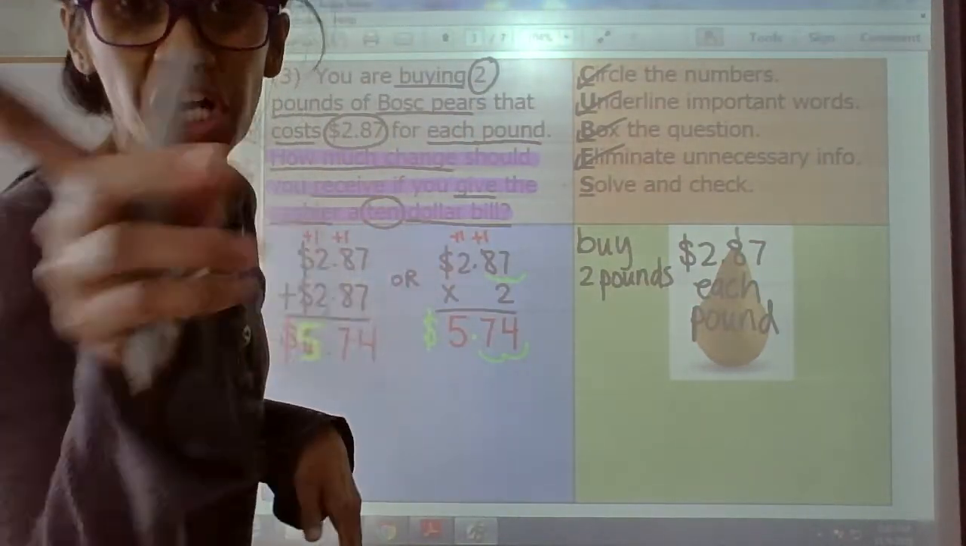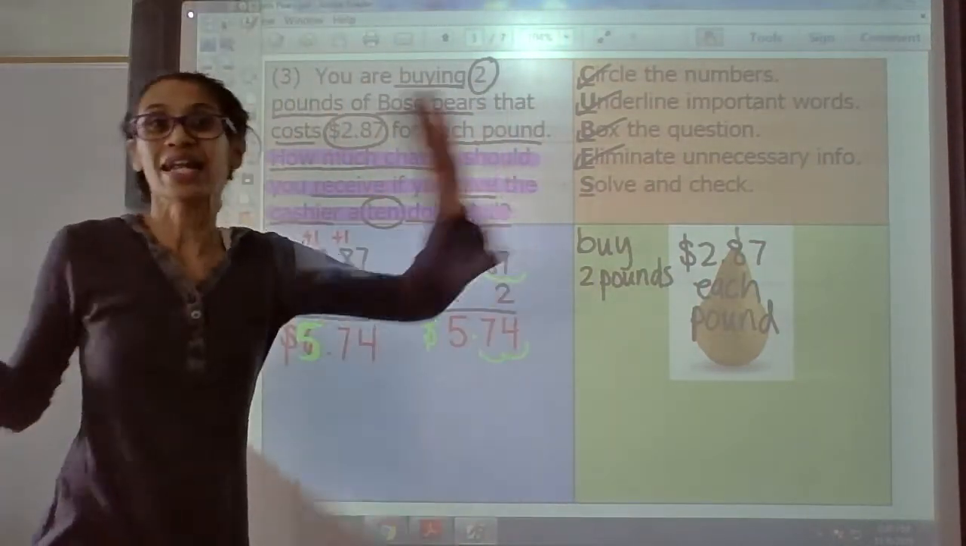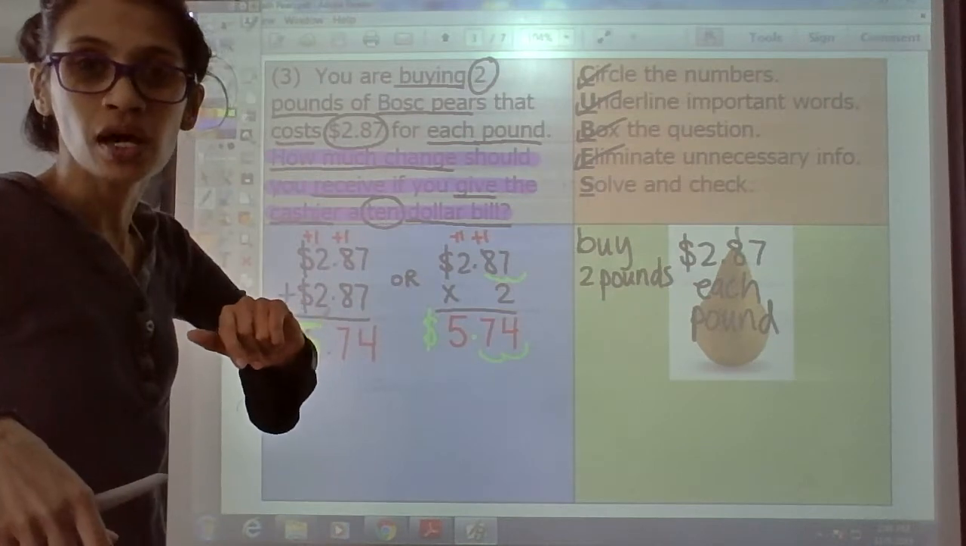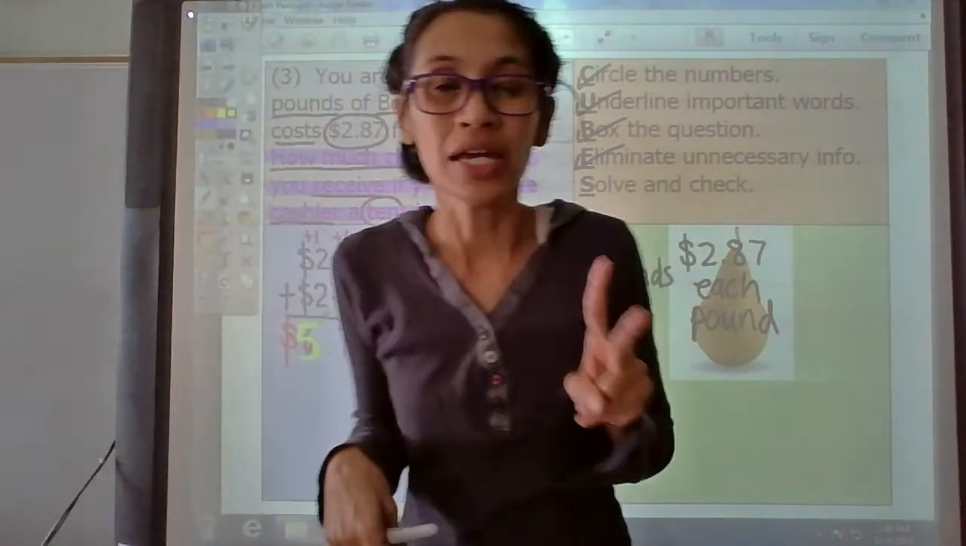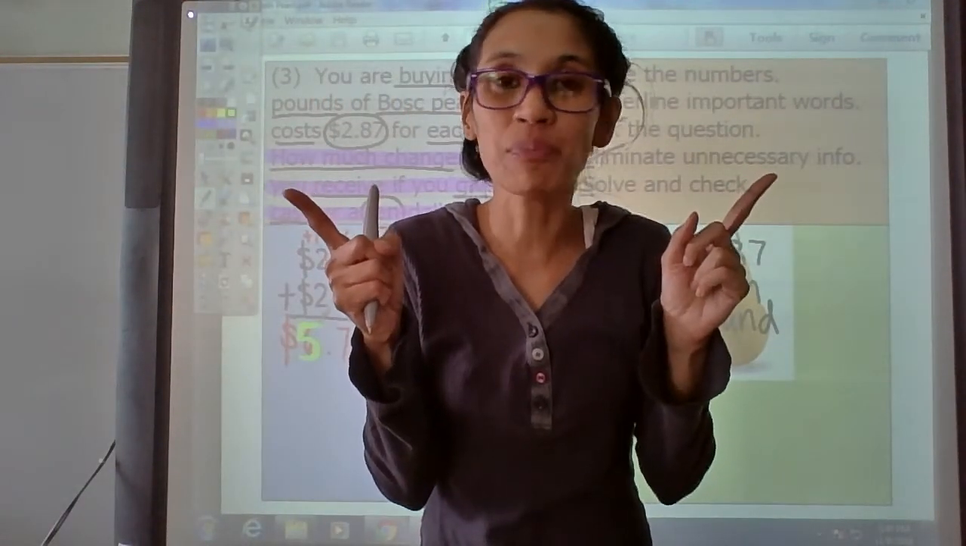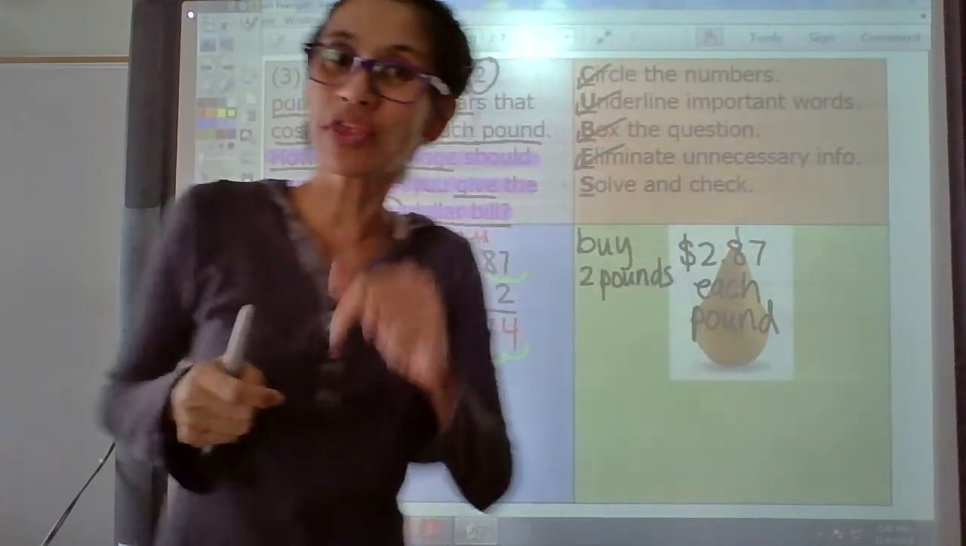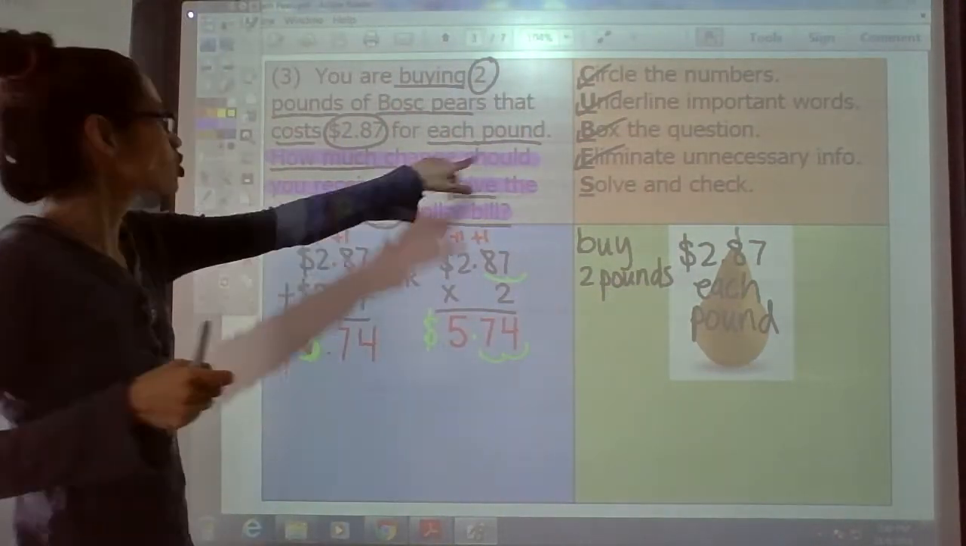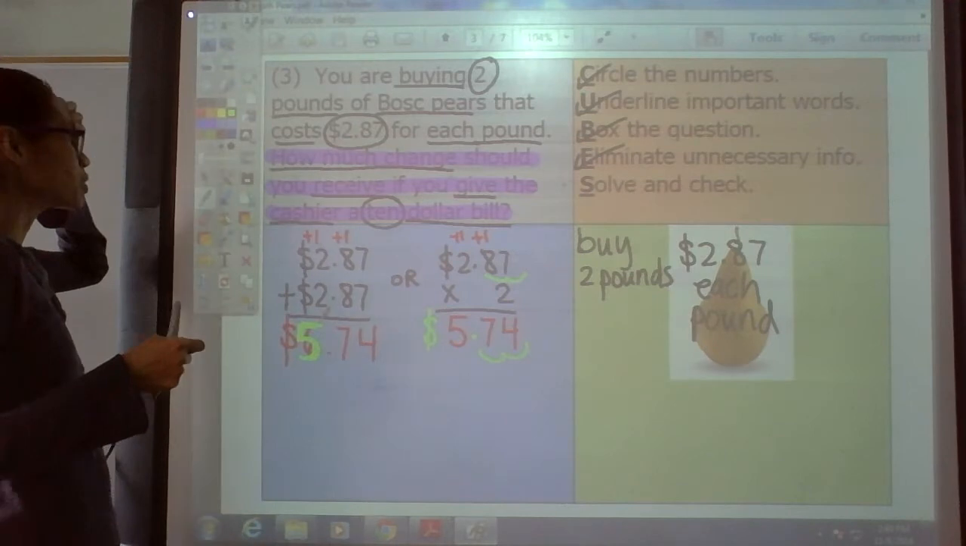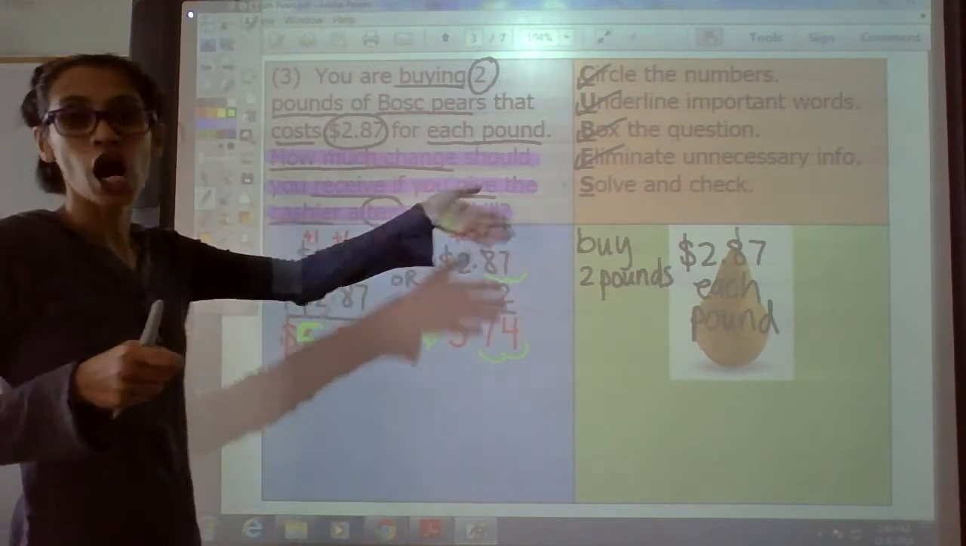Okay, guess what? We're not done, because there's the last part, because this was a two-step problem. It was a multi-step problem. 2 steps, more than 1 step. It says, how much change should you receive if you give the cashier a $10 bill?